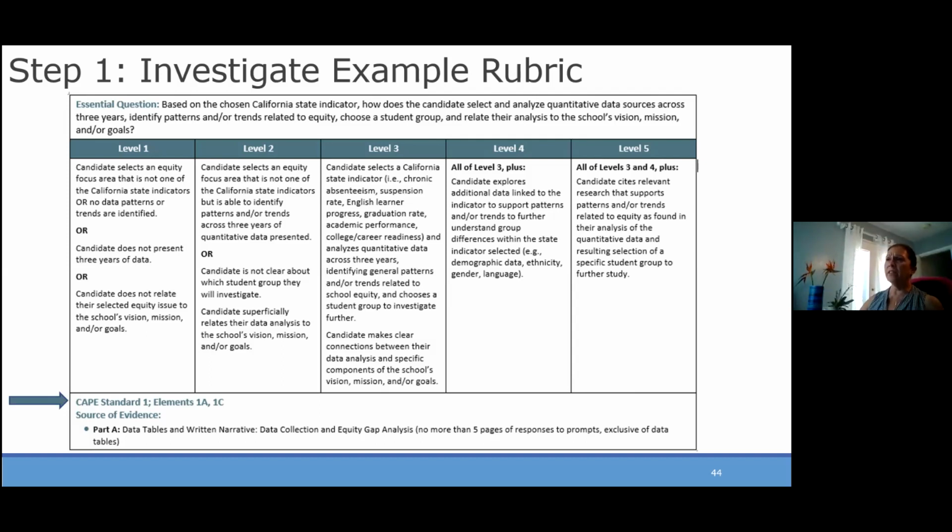So that's a little insight into how our rubrics are laid out and how they are used. The essential question establishes what we're measuring. Level 3 explicitly tells us what needs to be seen and demonstrated in the candidate's evidence. If we have all of 3, maybe we're a 4. If we have all of 4, maybe it's a 5. If any part of level 3 is missing, they're now a level 2 and perhaps even a level 1. All right, let's keep going.